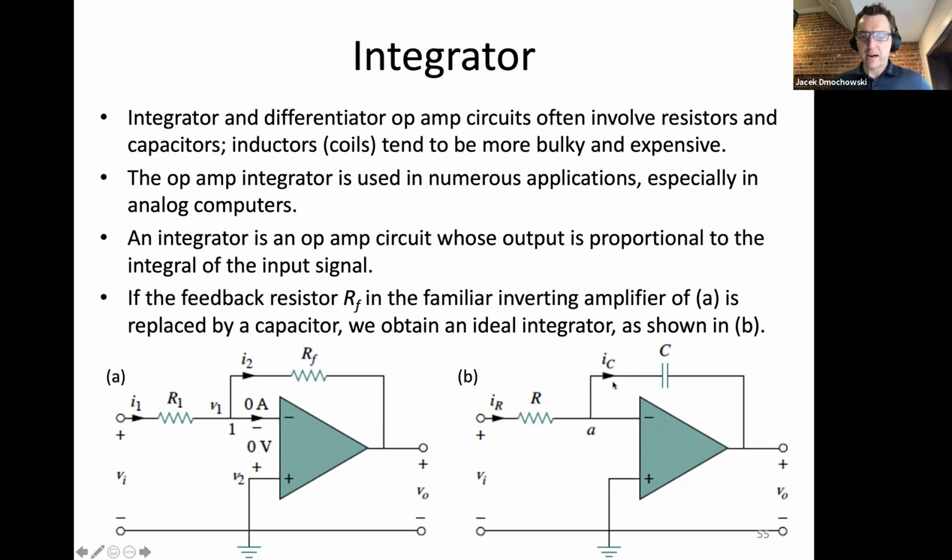So we know that IR has to equal IC, and IR is equal to VI over R. And IC is going, as you'll see, to be equal to C times the derivative of V naught with a minus sign. All right.